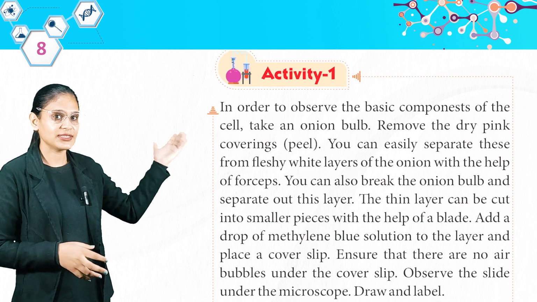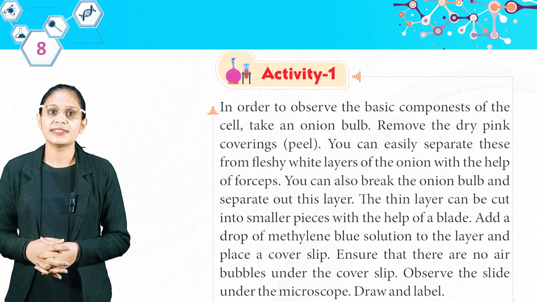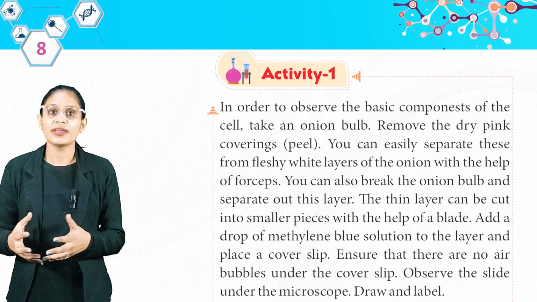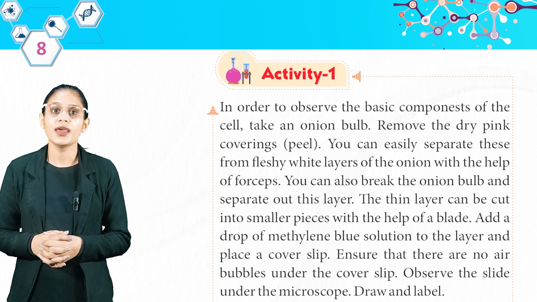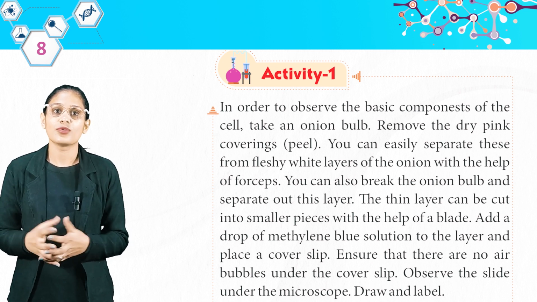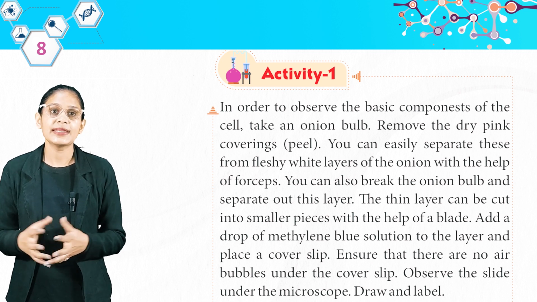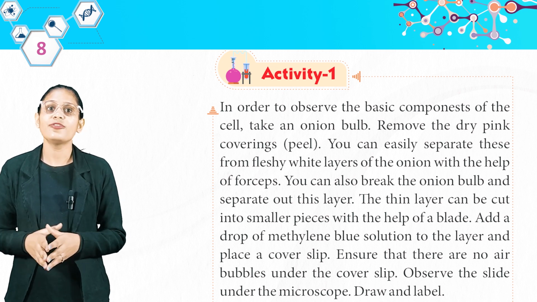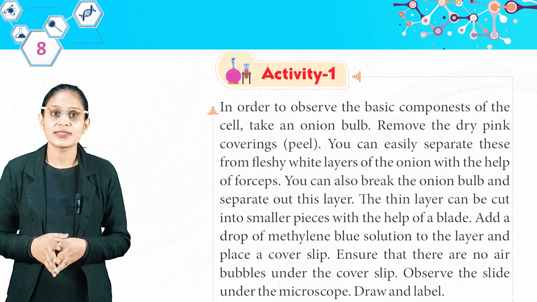Here we have an activity, activity 1. In order to observe the basic components of a cell, take an onion bulb, remove the dry pink covering peel. You can easily separate these from fleshy white layers of the onion with the help of forceps. You can also break the onion bulb and separate out this layer. The thin layer can be cut into smaller pieces with the help of a blade. Add a drop of methylene blue solution to the layer and place a cover slip.